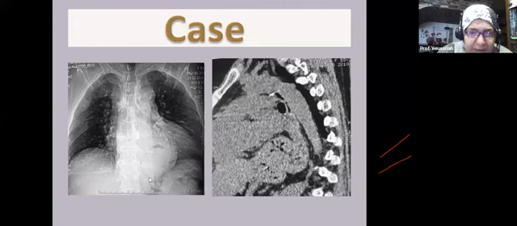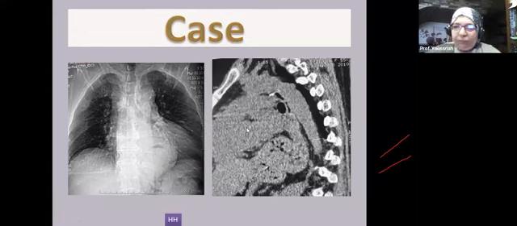You have seen this a lot, the hiatus hernia behind the heart. In the sagittal image, you can see the large defect in the diaphragm with the stomach sliding upward. Okay.